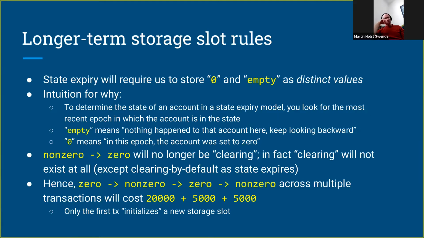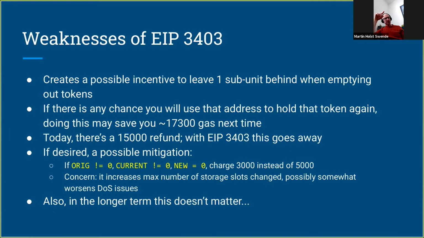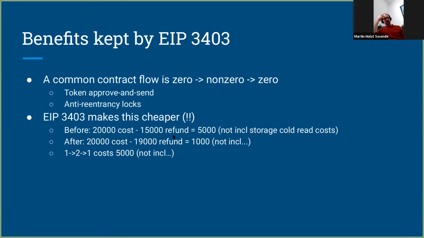So there's one thing I would like to go back to, because you said earlier that 2929 actually makes the 0 to 1 to 0 case cheaper. And I think after Berlin, that's not actually the case. I'm looking at the actual EIP, EIP-3403, where we have the test cases. 0 to 1 to 0 in Berlin costs only 212 effectively, because there's the refund.